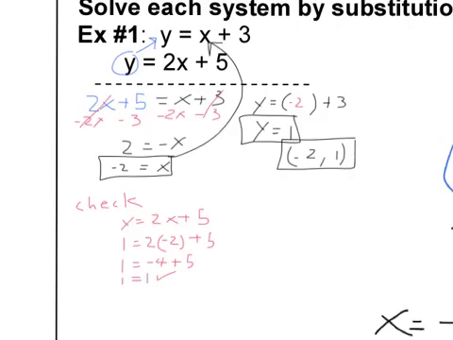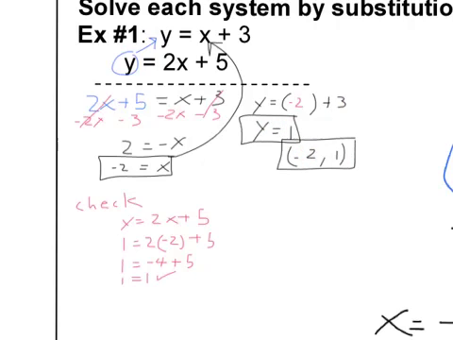Okay, so I just set these two things equal to each other. Since I have a y equals here and a y equals here, that means that 2x plus 5 equals x plus 3, so that's what I wrote. Subtracted 3 from both sides, subtracted 2x from both sides, and I got 2 equals negative x, which means that x equals negative 2. I plugged that back into the top equation. I could have plugged it into either one. This is the top one, just looked easier. So I got y equals negative 2 plus 3, y equals 1. So that makes my coordinate point negative 2 and 1.